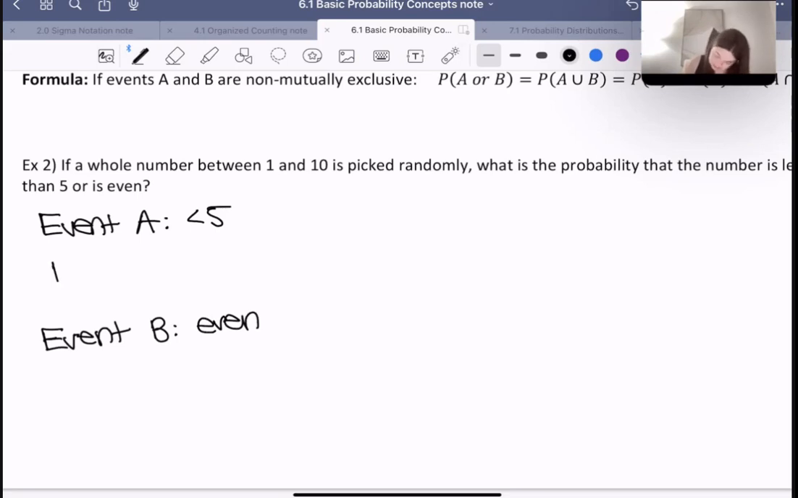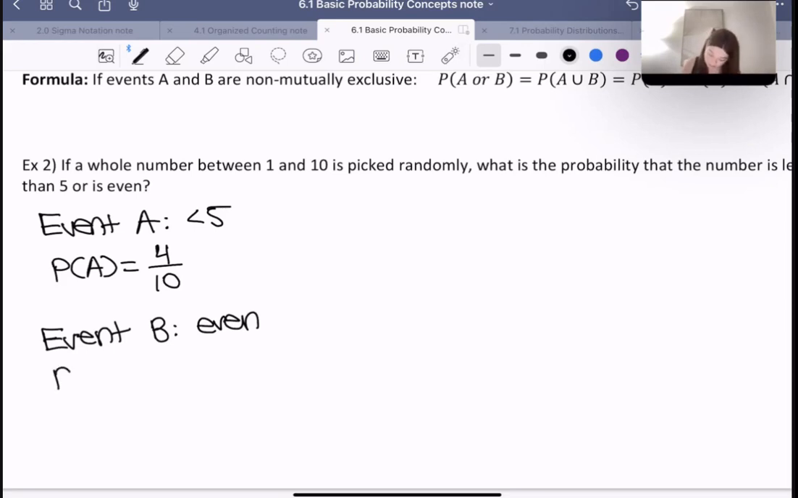Well, let's see. So probability of A is equal to what? Well, probability that the number is less than 5 would be 4 over 10, because there's 4 numbers less than 5 that are between 1 and 10: 1, 2, 3, and 4. And then every other number is 5 or greater, so therefore 4 out of 10.